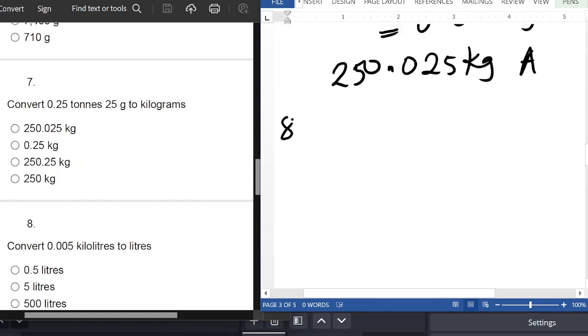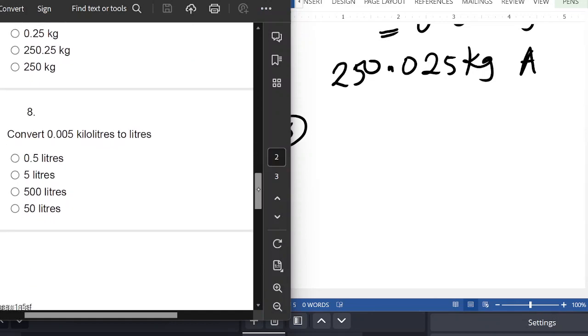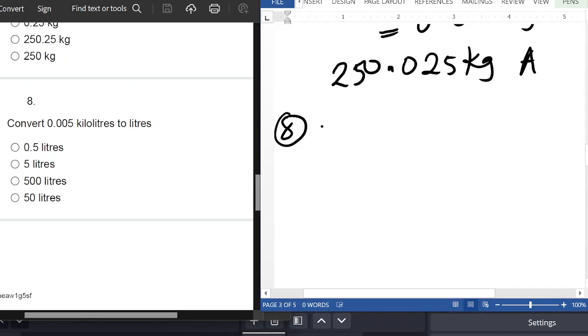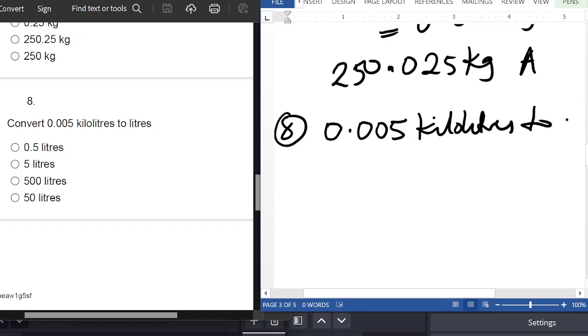Question number 8 now. For question number 8, you have to convert 0.005 kiloliters to liters. So the question is how many liters make 1 kiloliter? That is 1000 liters equals 1 kiloliter.